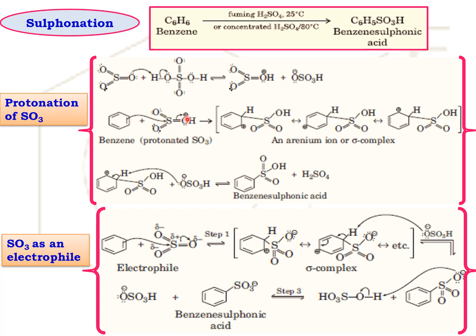When using this as an electrophile, we get benzene sulfonic acid. Similarly, when using sulfur trioxide alone as an electrophile, here also we get benzene sulfonic acid. The mechanism is also found to be similar. The only thing is that both the protonated form of sulfur trioxide as well as sulfur trioxide can be used as an electrophile for substituting SO3H in the benzene ring.